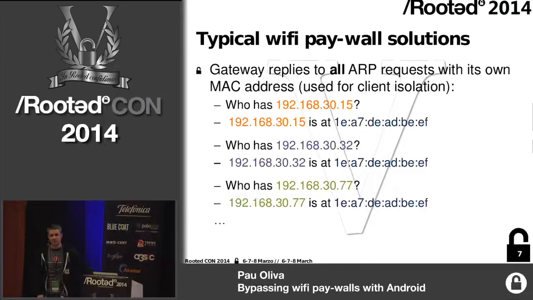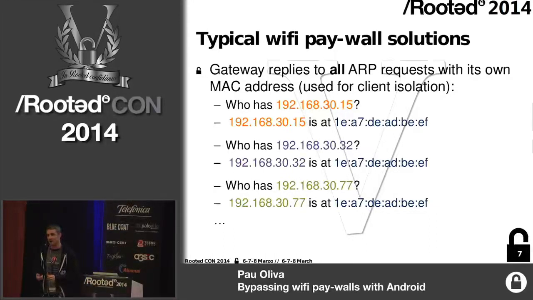Now, a typical Wi-Fi hotspot: the gateway replies to all ARP requests with its own MAC address, used for client isolation to avoid communication between clients. When a client asks for the other client's MAC, the second client responds, and the router responds 3 to 4 times. So it fools the cache of the first client, and when it communicates with the other client, it goes through the router, not directly. Is it clear? If it's not clear, you can raise your hands, and I will explain again.